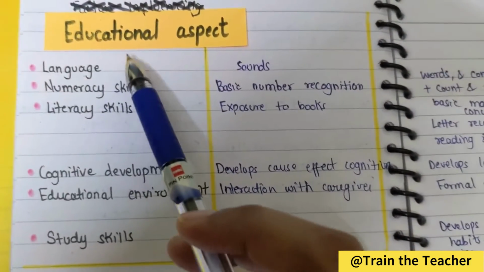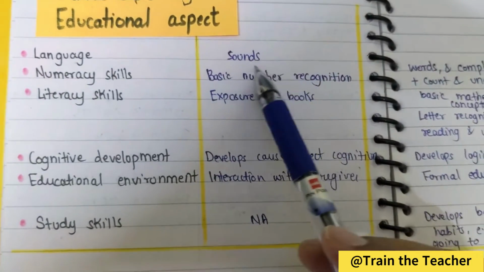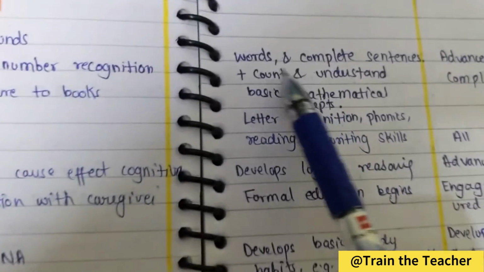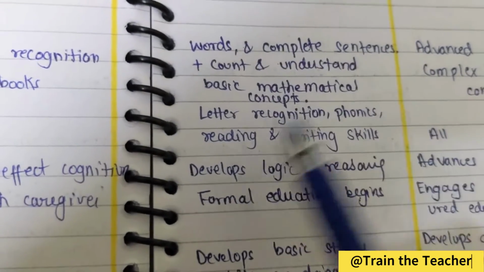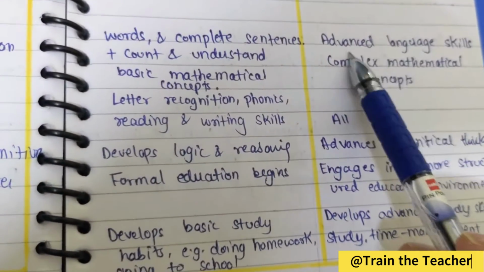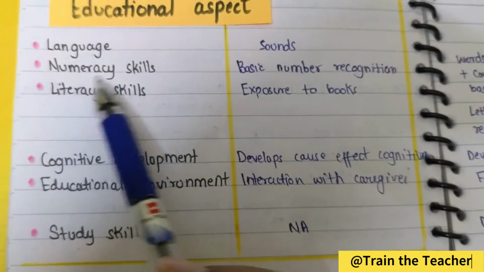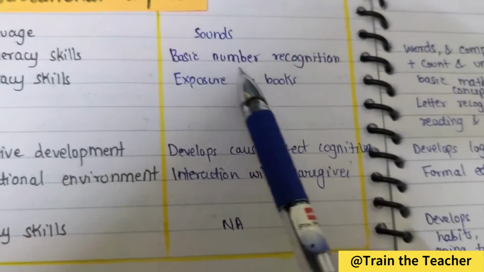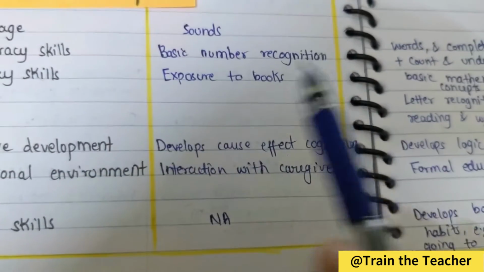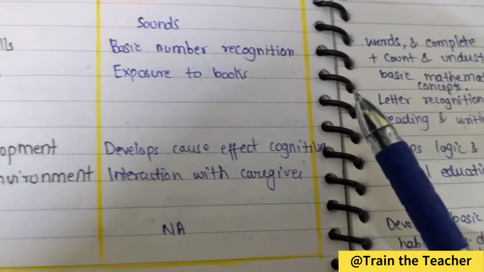From the educational perspective, during infancy, they learn basic sounds, cooing sounds. During childhood, it's words, complete sentences. And during adolescence, obviously there is an advanced language skill set that they develop. Numeracy skill: basic number recognition takes place. If you show them fingers like 1, 2, they'll be able to understand. They even babble some counting.